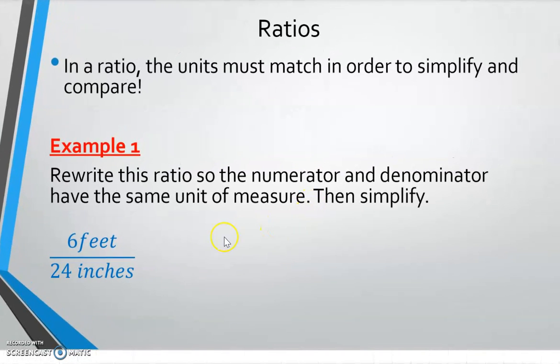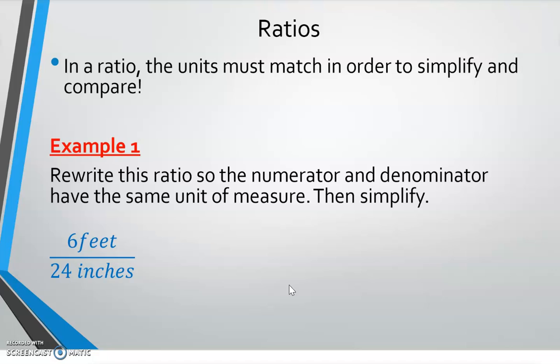Ratios. In a ratio, the units must match in order to simplify and compare, all right? So make sure you write down this example in your notes. We're going to rewrite this ratio so that the numerator and the denominator have the same unit of measure. Then we're going to simplify. So you can see we have a ratio here, 6 feet to 24 inches. The problem is that we're comparing two different units here. So in order to simplify and reduce, we need to convert this ratio by multiplying by a conversion factor.